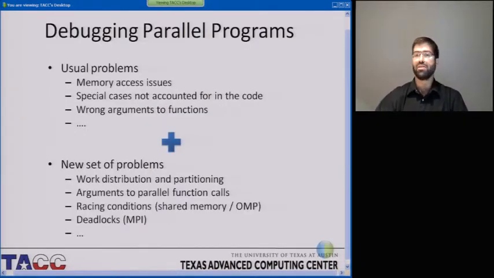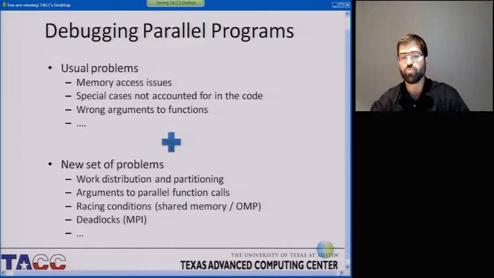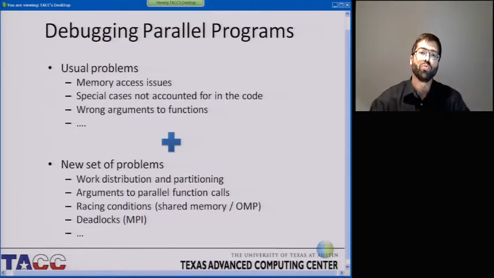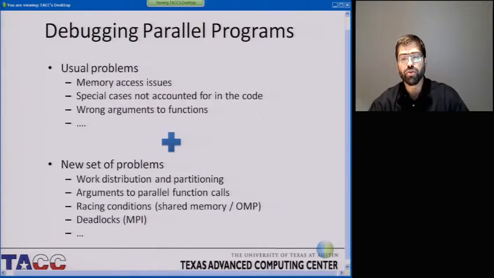Debugging parallel programs is a little bit more complicated than debugging serial codes, because you not only have the usual problems of memory accesses, special cases that you forgot to account for when you were writing the code, or wrong arguments to functions, but you also have a whole new set of problems. These new problems are all related to the parallelism that you introduce in your algorithm. Some of those you can see in the slides are related to the way you have distributed your work. You might have done something wrong in the way that you match boundaries between processors, which is a pretty common problem in MPI jobs.